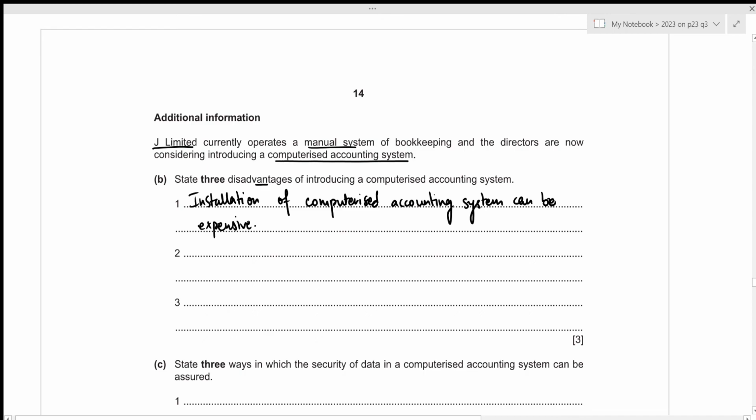Then the second disadvantage is that since we are introducing a completely new accounting system, there needs to be some sort of staff training, and that will definitely increase cost. Let's write it down. May involve extra expense in staff training.